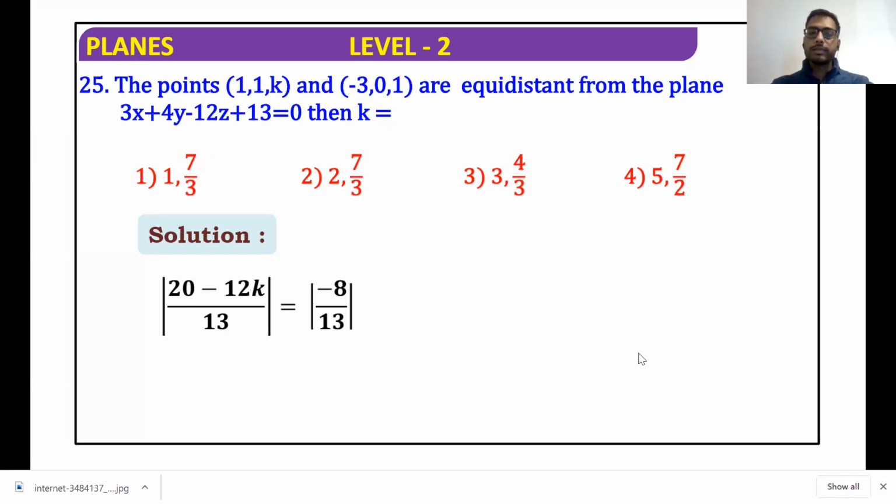Just equate both of them. The only unknown term is k. We can get value of k from here. So k is equal to 1 and 7 by 3. Option 1 is my correct answer.